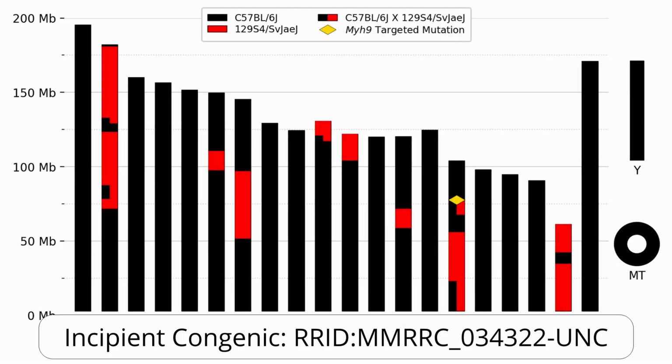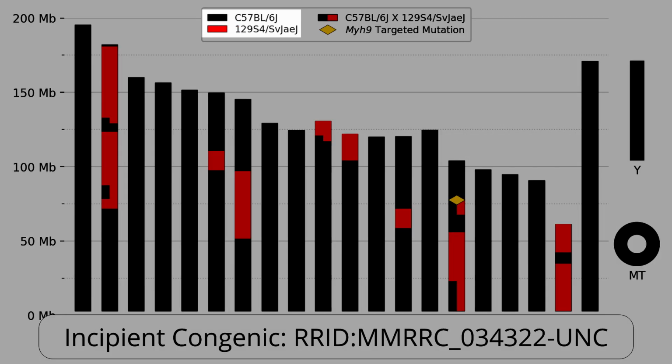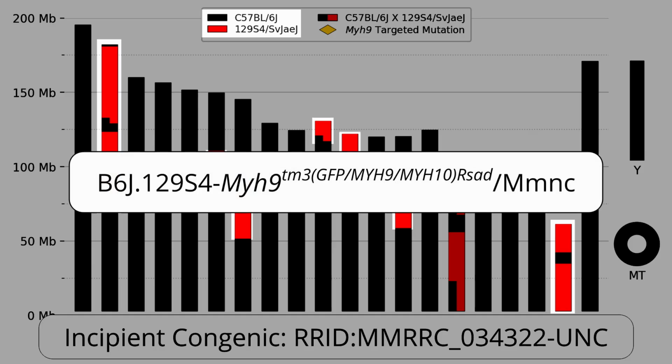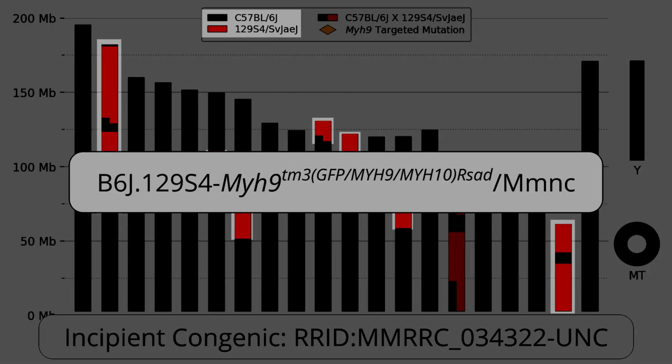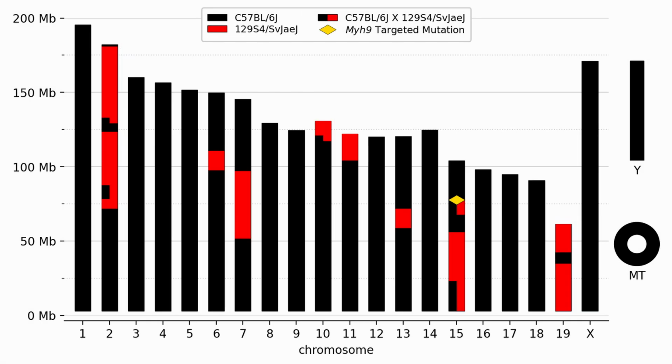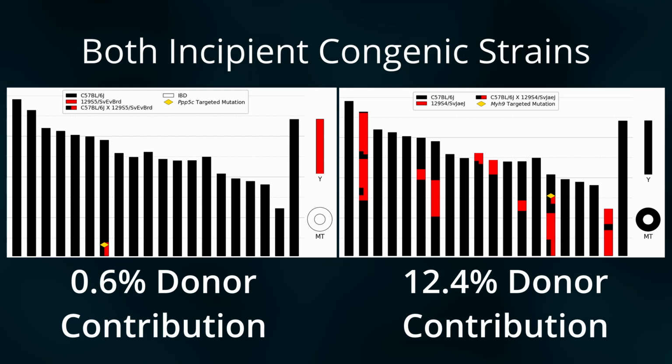Incipient congenic strains are also composed of 2 genetic backgrounds, but include some donor background contribution in 1 or more additional chromosomes. The names of incipient congenics follow the same rules as those of congenics. Note the use of the period to separate the recipient and donor background strains. The level of congenicity in incipient congenics may vary dramatically. For example, compare these 2 ideograms. Both are incipient congenic strains.